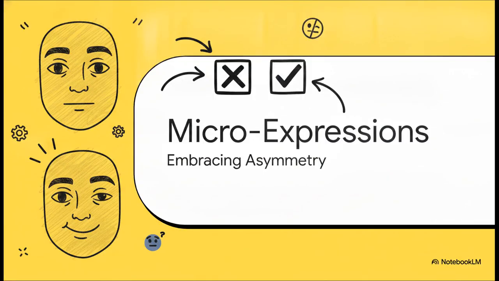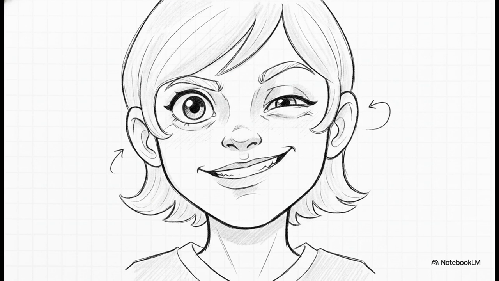Now let's tackle microexpressions and asymmetry. When you're building a facial rig, it is so incredibly tempting to just let the computer perfectly mirror the left side over to the right side. I get it, it saves a ton of time. But perfect symmetry creates a deeply unsettling, lifeless look. Honestly, it's a fast track straight into the uncanny valley.